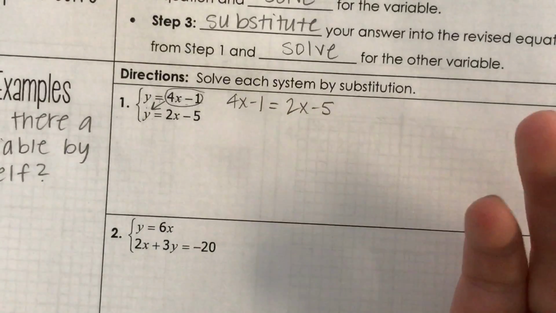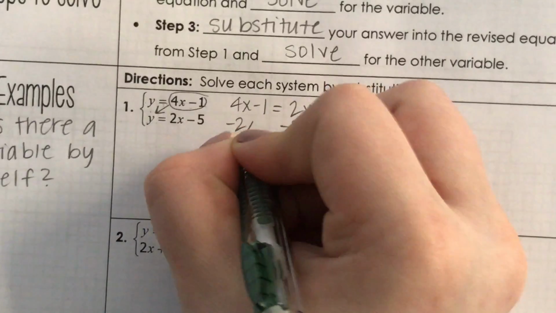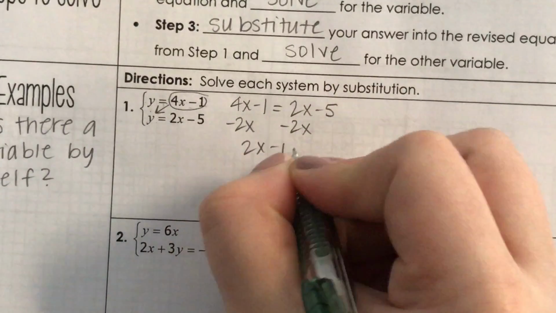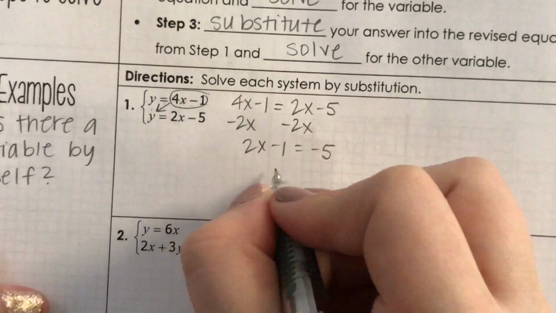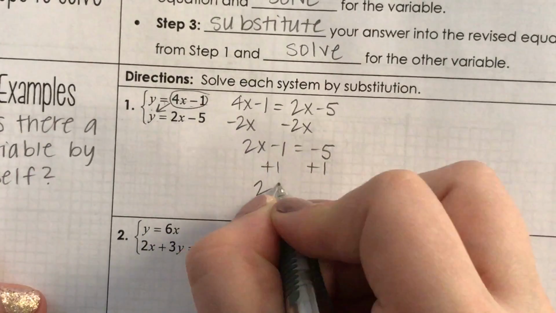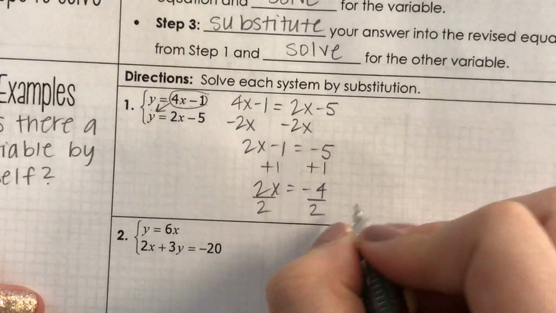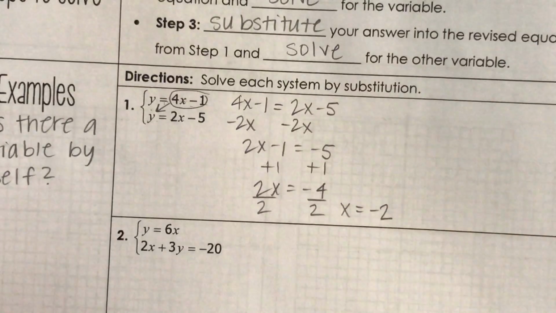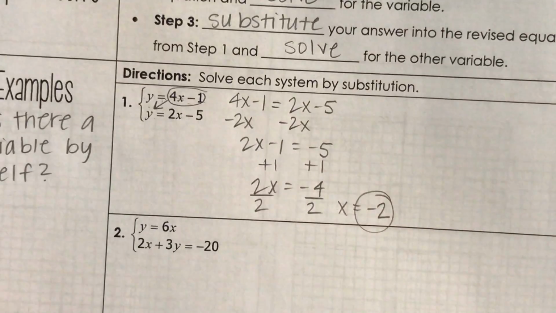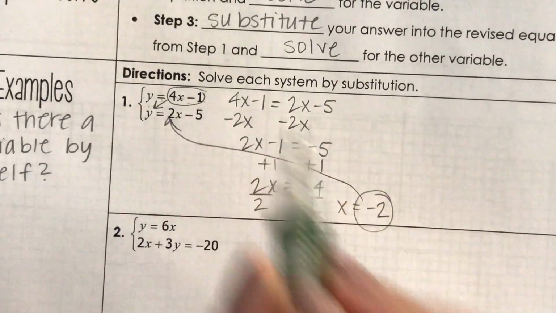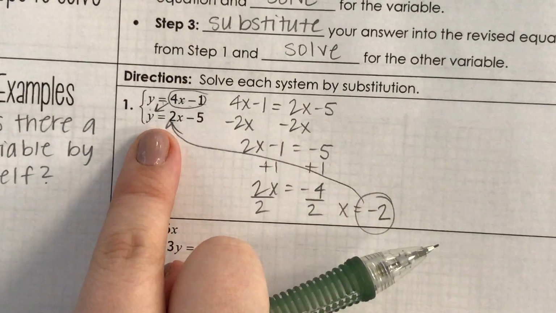So now we just solve for x. Okay? I'm going to subtract 2x. So 2x minus 1 equals negative 5. I'm going to add 1. And I'm going to divide by 2. X equals negative 2. Okay, so I have my answer for x. I'm going to take this and plug it into this equation here. It doesn't matter which one you pick. You can pick any one you want. I'm going to use this one though because this looks easier.